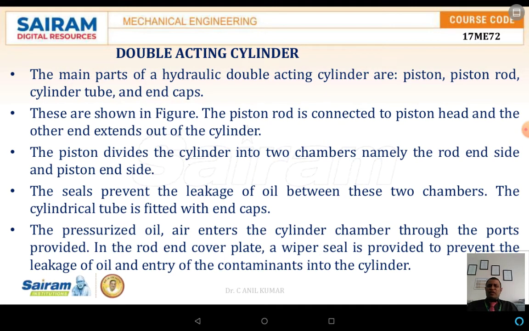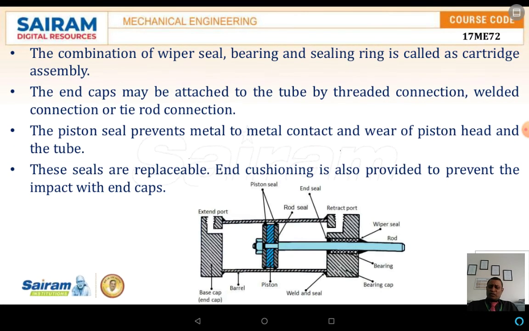The main parts of the hydraulic double acting cylinder consist of the piston rod, cylinder tube and an end cap. Now first we will go to the sketch, and then afterwards we'll go back to the explanation part. Now the sketch shows the double acting cylinder. The double acting cylinder consists of two openings. The one is the extended port, the other one is the retracted port, or the inlet port.